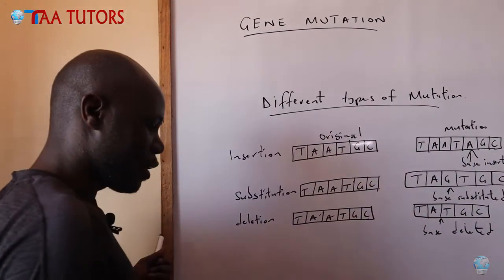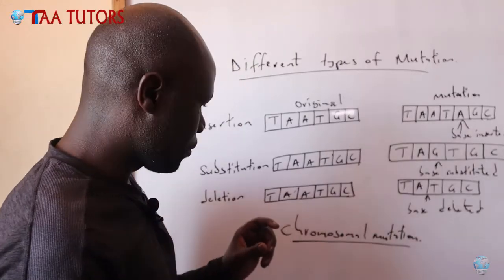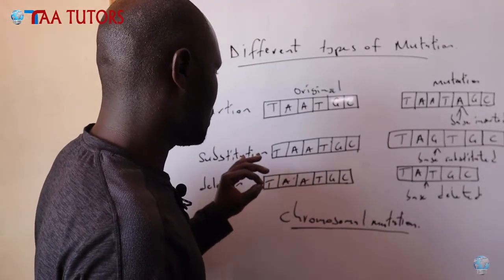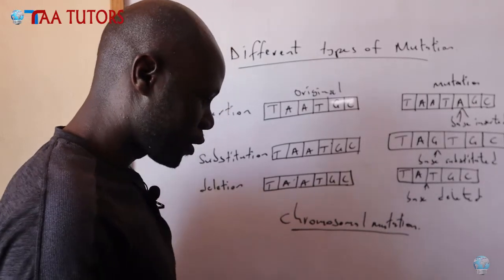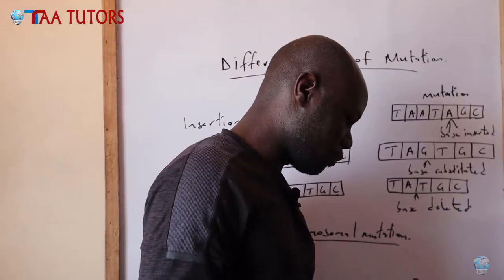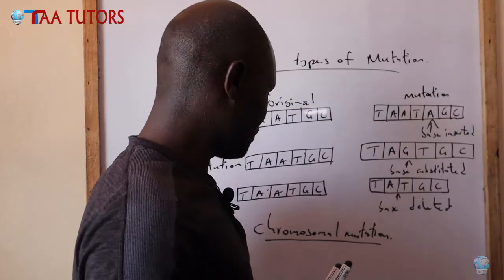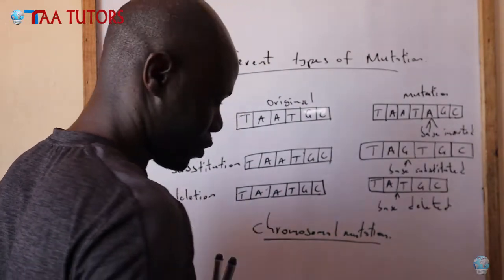Then we also have a type of mutation called chromosomal mutation. We have looked at gene mutation, that it is at a point whereby a specific nitrogenous base has been interfered with, or affected. Now a chromosomal mutation involves a change in a portion of the genes within a chromosome. So we can affect the genes that are found within a chromosome.